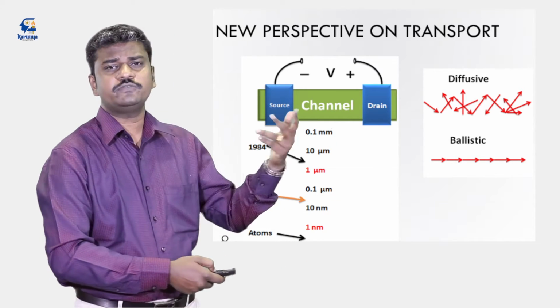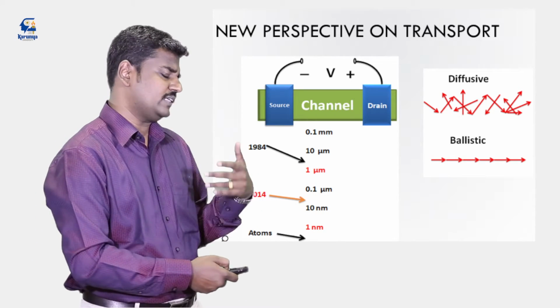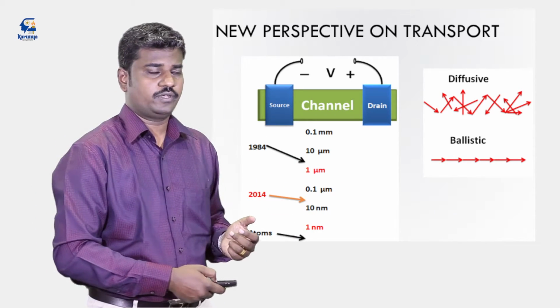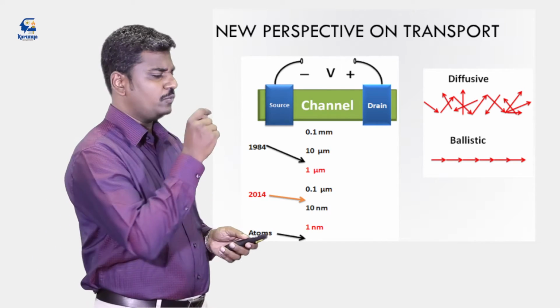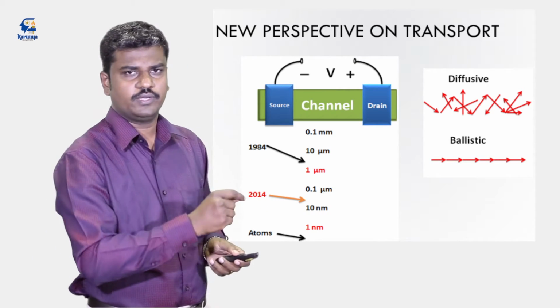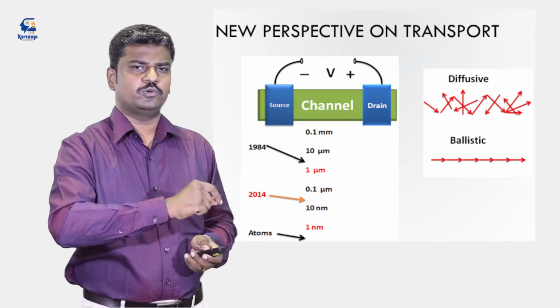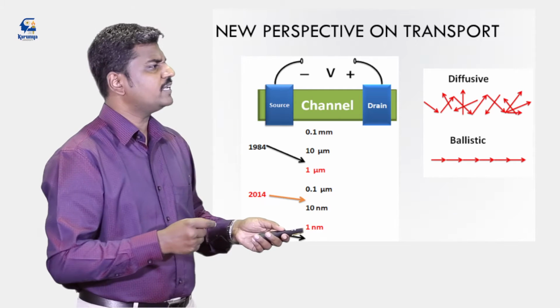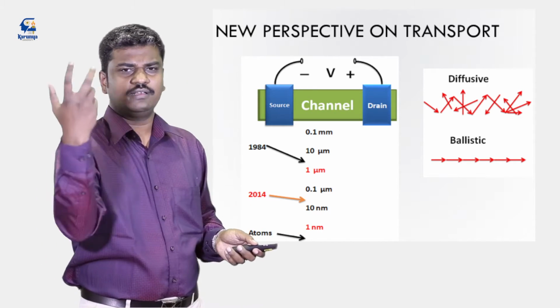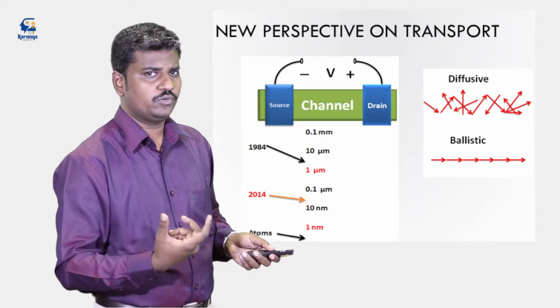Okay, the new perspective present in nano: one is the transport mechanism. What is meant by transport mechanism? The charge carriers are taken from one node to the other node. That is what we call the transporting of a charge from one node to the other node. Here you take an electron, a charge which is carried and moved from one node to the other node.